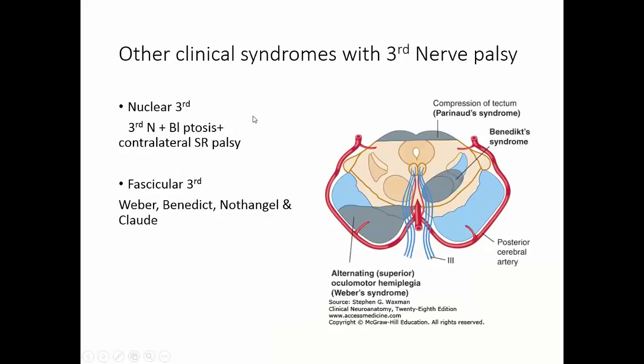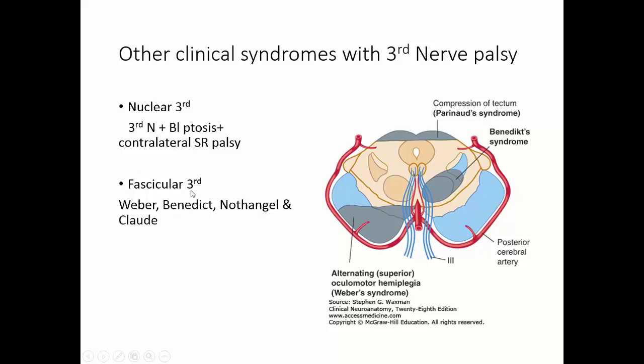There are few syndromes associated with third nerve palsy. The important thing to remember is that in a nuclear third nerve palsy, you can get a third nerve involvement and a bilateral ptosis. The opposite side has ptosis as well as a superior rectus palsy. There is bilateral ptosis and contralateral superior rectus palsy in nuclear third nerve, in addition to the unilateral features of third nerve palsy. This is because of the innervation. The levator palpebrae is supplied by a central nucleus, so it has common innervation, and the fibers to superior rectus cross from the opposite nuclei.